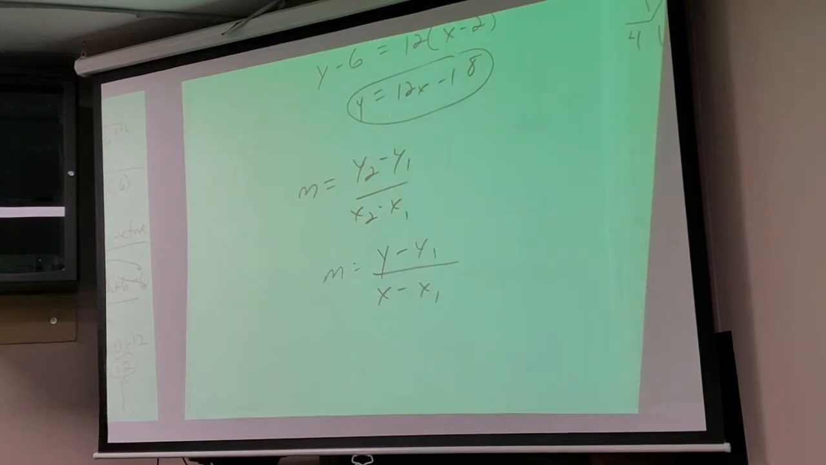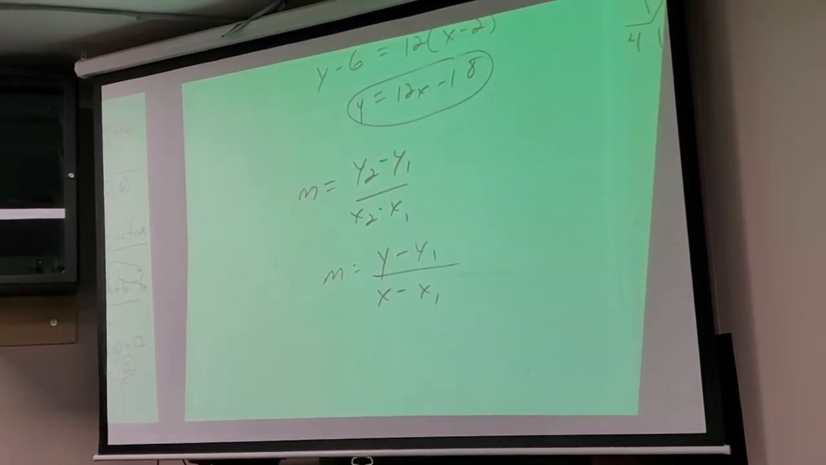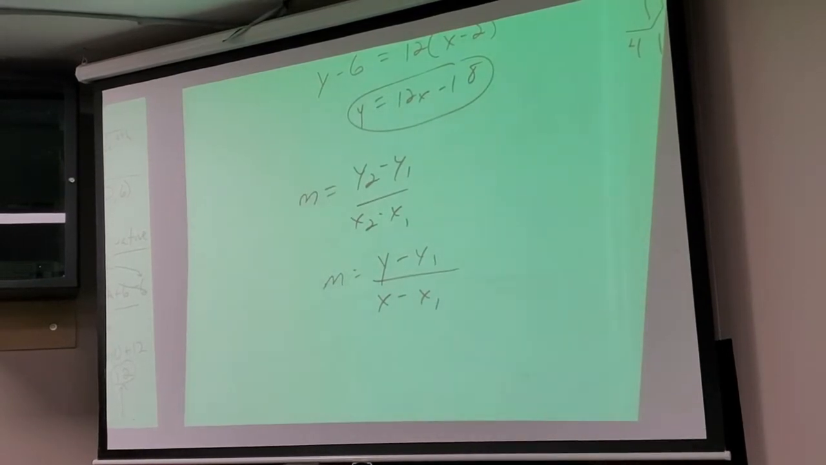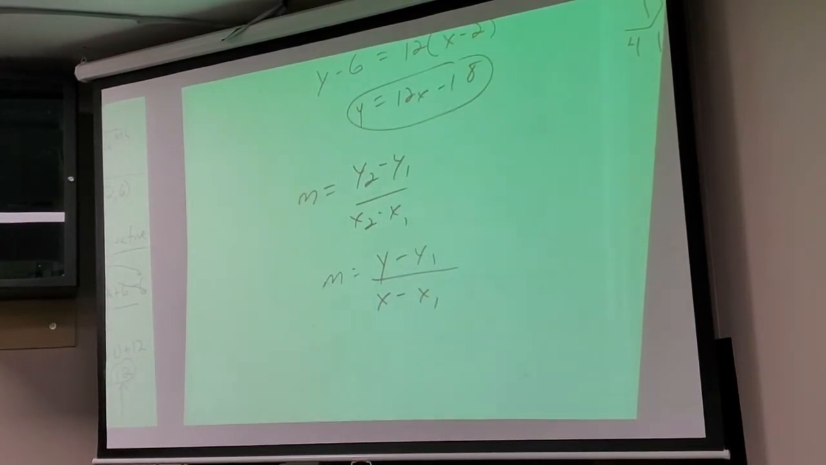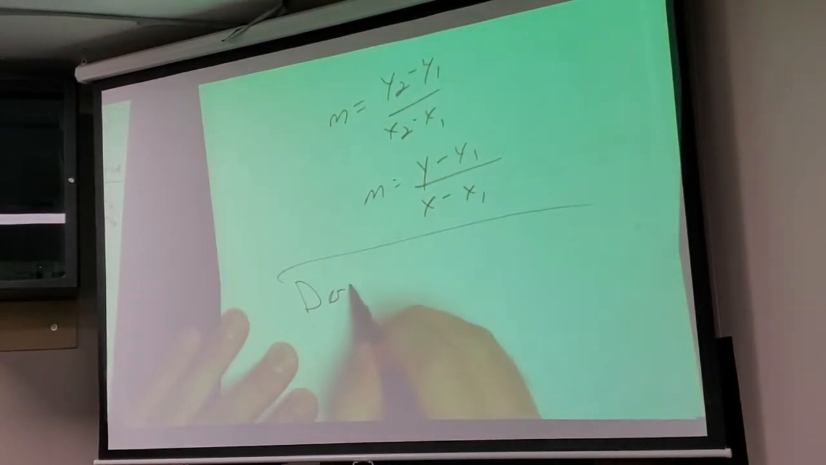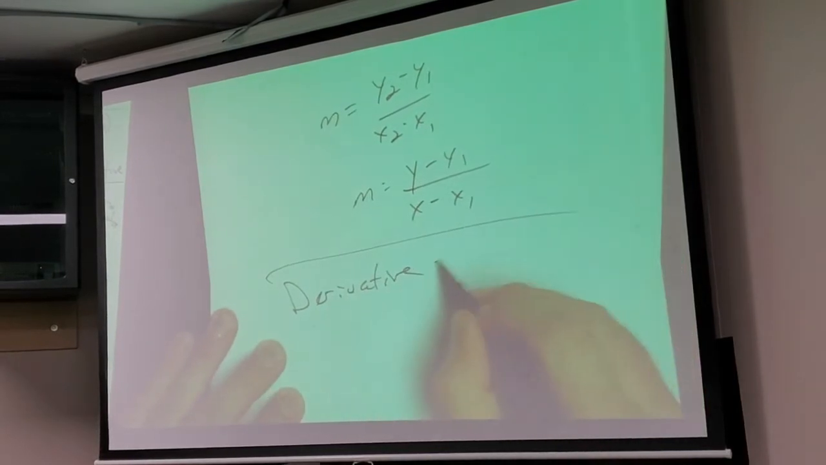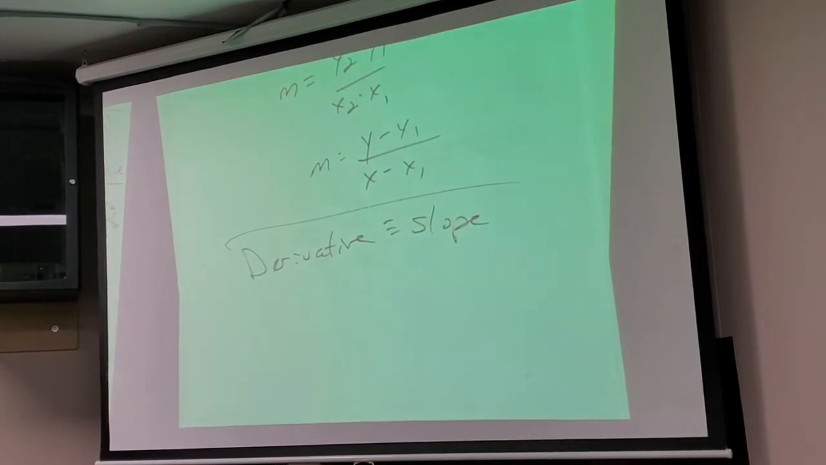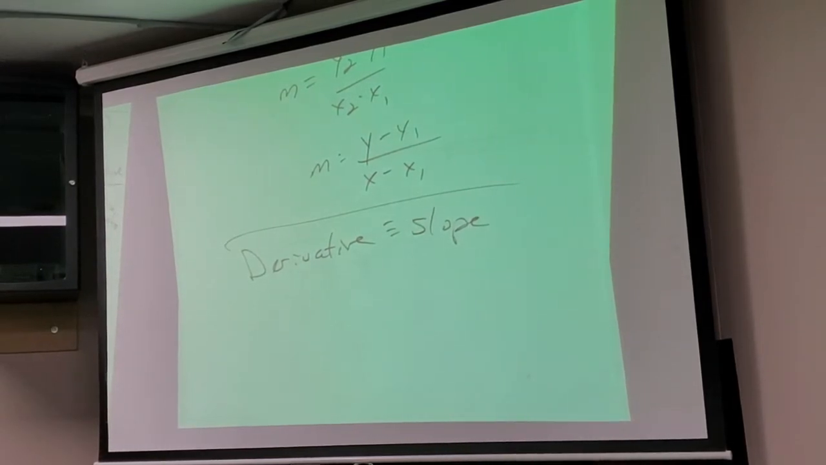So if they say, find the equation of the tangent line, this is what you're going to have to do. They're going to give you a function. They're going to give you an input. You go through this limit process. If they say, find the derivative, so derivative is the calculus word for slope. Derivative is just the more general term. So the derivative of a function at a point is the slope of the tangent line to the function at that point.